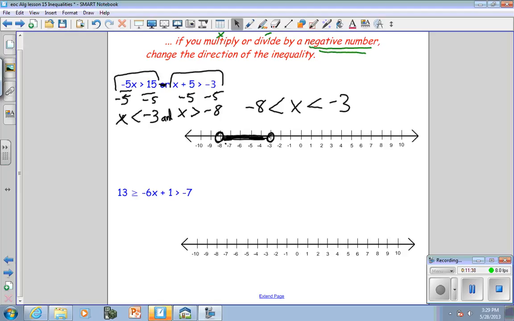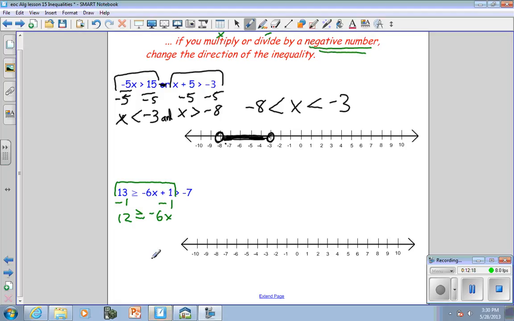Now this is a complicated one because we actually have two problems all in one. This is one of those compound ones. So in green there, I have 13 is greater than or equal to -6x plus 1. I'm going to solve for x first. If it was an equal sign, you know the proper order of operations is done backwards, so we subtract 1 first. That gets 12 on the left side. Because I'm subtracting, I don't change the direction, and on the right side it becomes -6x.